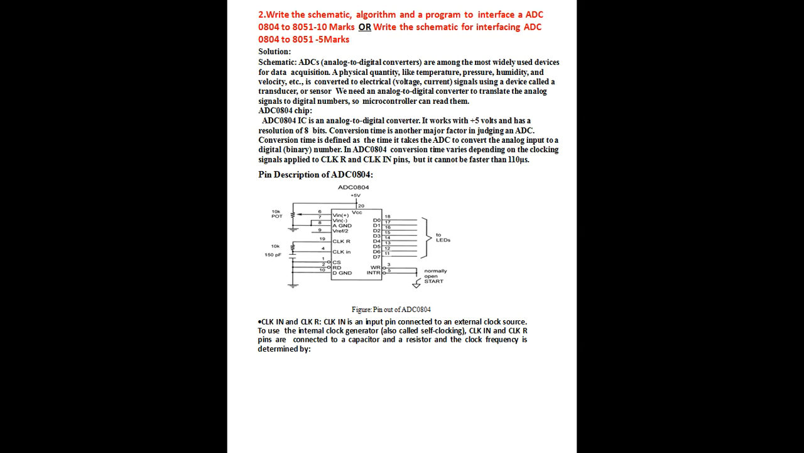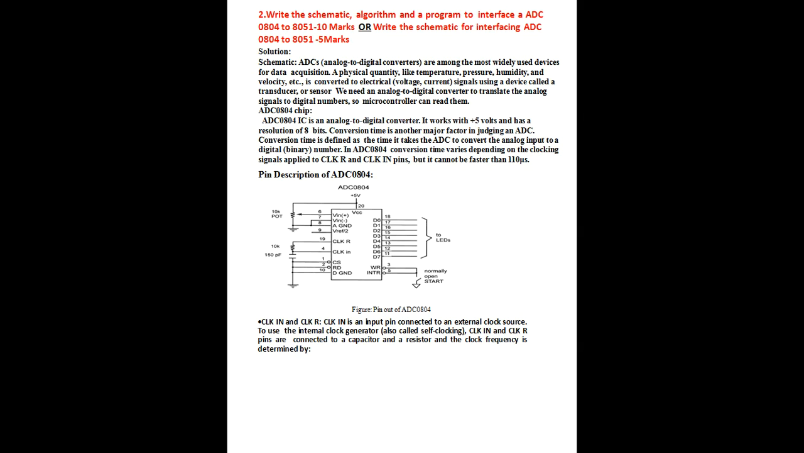Now you see the pin description of ADC 0804. It is an IC which performs analog to digital conversion. It works with 5 volts. It has a resolution of 8 bits, and conversion time is another major factor in judging an ADC, because for conversion, how much time it takes to convert your analog signal to a digital signal matters. So conversion time is defined as the time it takes the ADC to convert an analog input to a binary number. This is the definition of conversion time.